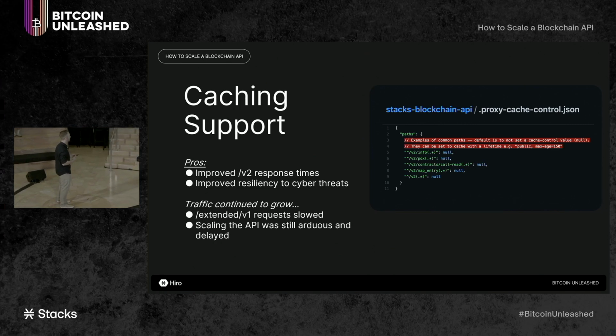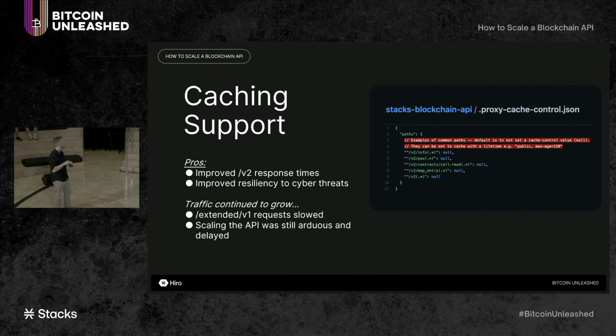So this is what Hiro uses today. We highly encourage anyone running an API to use this for their setup as well. You will see a huge improvement on V2 response times. Also, you'll get some resiliency to cyber threats because if you have a distributed denial of service attack where someone sends you a flurry of requests within a short amount of time, it's not all on the API to respond to that. Whatever caching layer you're using would be able to take some of that load off of you.